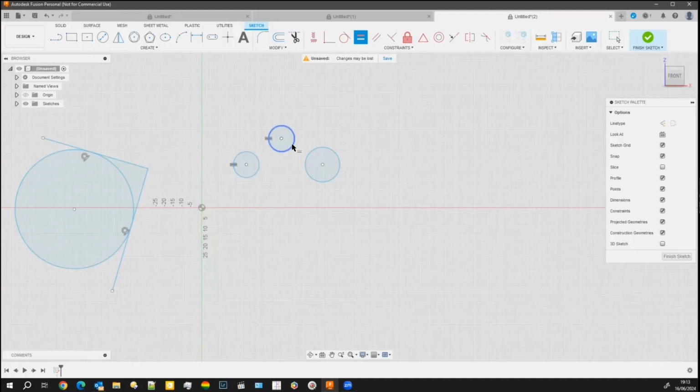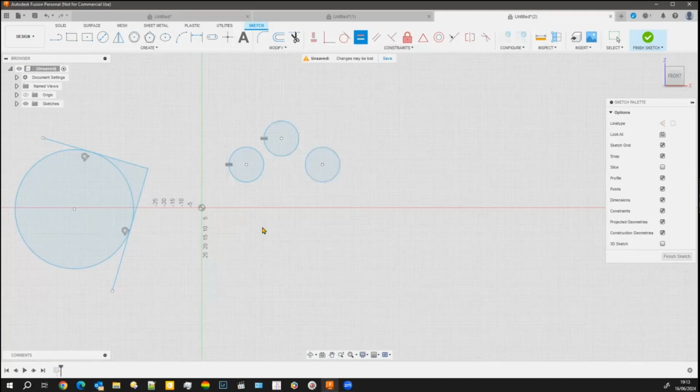You notice it took the first one there, so let's do a control Z and go back into equal, I'll pick that one, and now they've both taken that one. So the equals command, for example, makes them equal to the first one you choose.